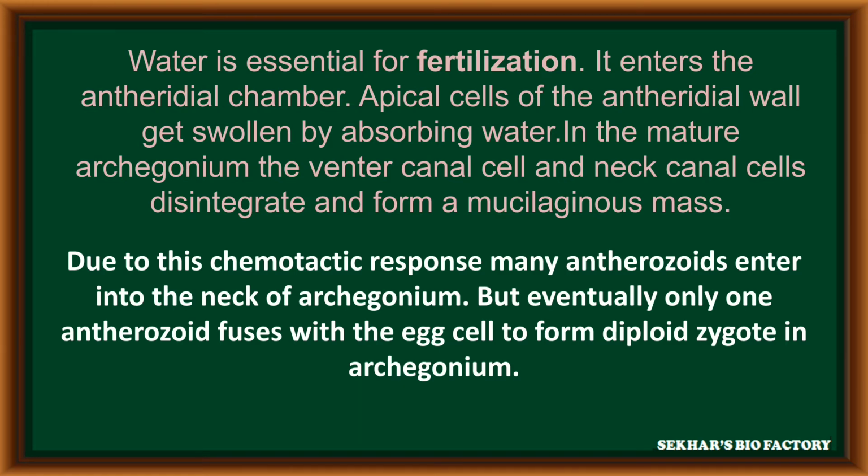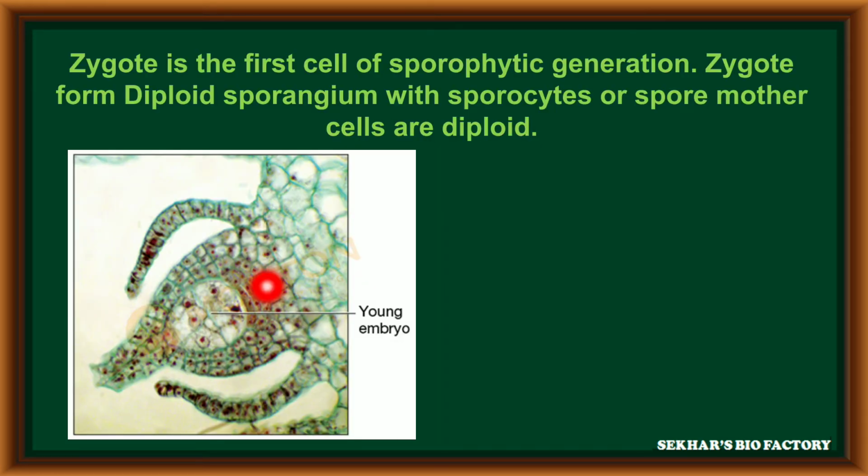During fertilization, due to chemotactic response, many antherozoids enter the neck of the archegonium, but eventually only one antherozoid fuses with the egg cell to form a diploid zygote inside the archegonium. Now, the zygote is the first cell of the sporophytic generation. It is diploid in nature. It forms a small young embryo. Later, it becomes a diploid sporangium with sporocytes or spore mother cells. These are also diploid in nature.